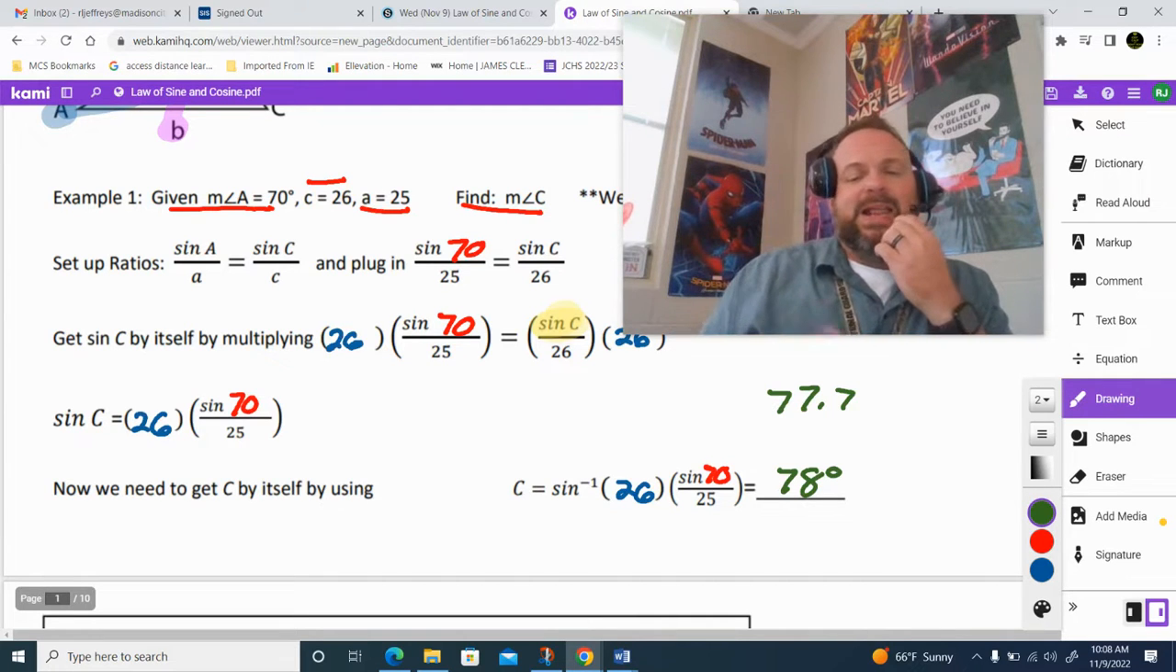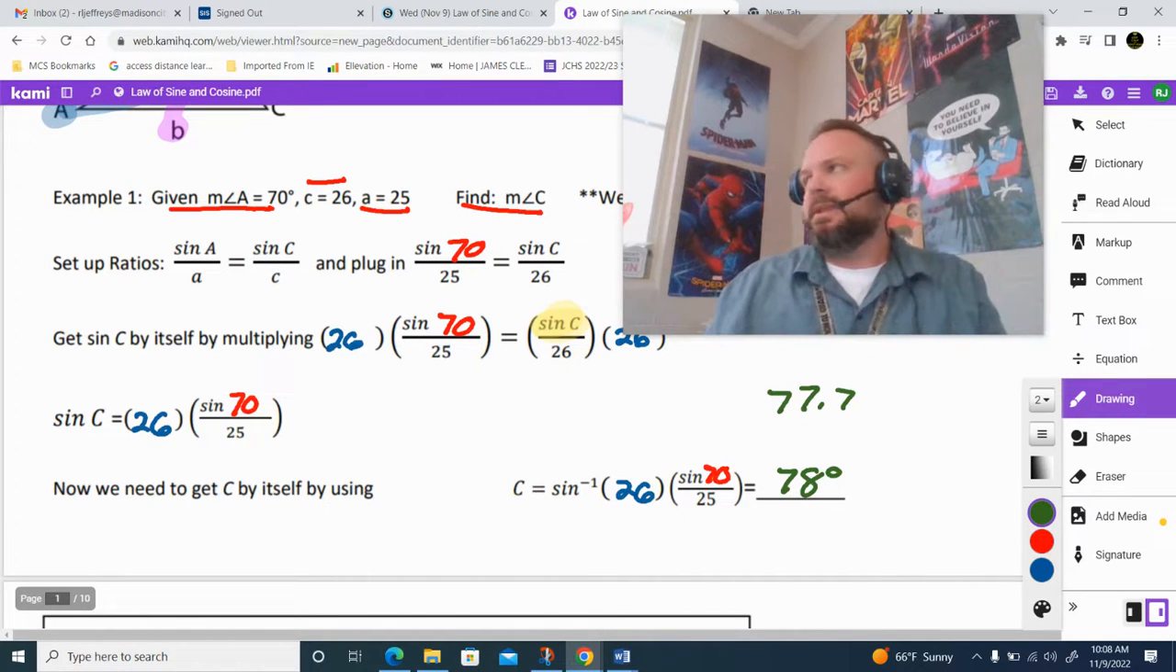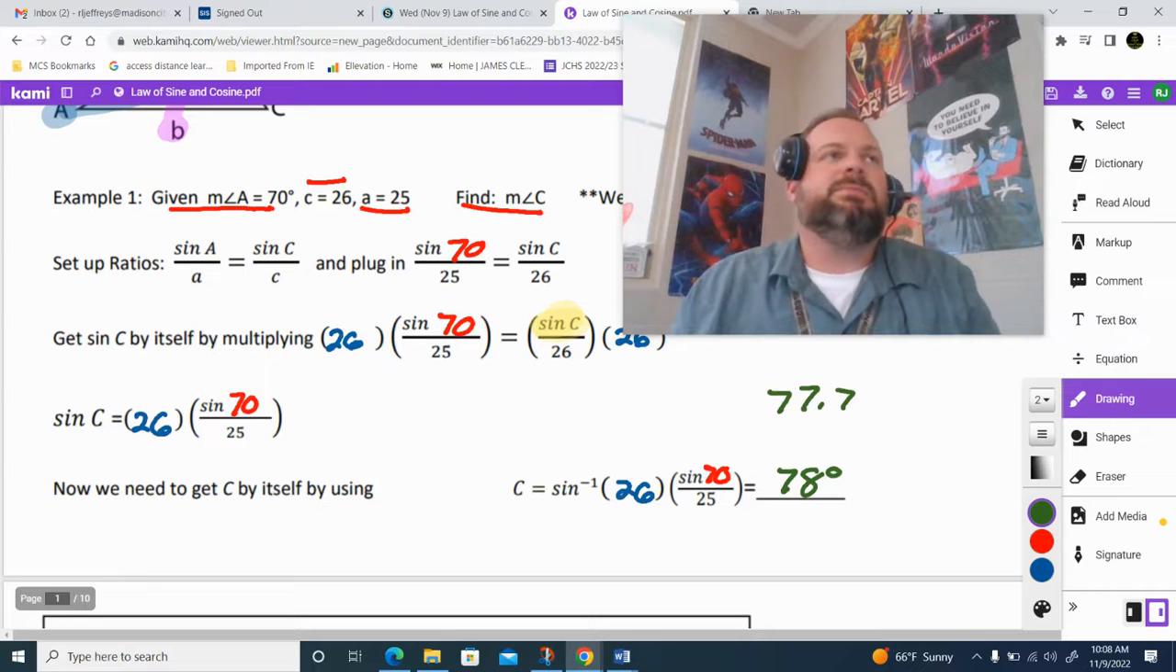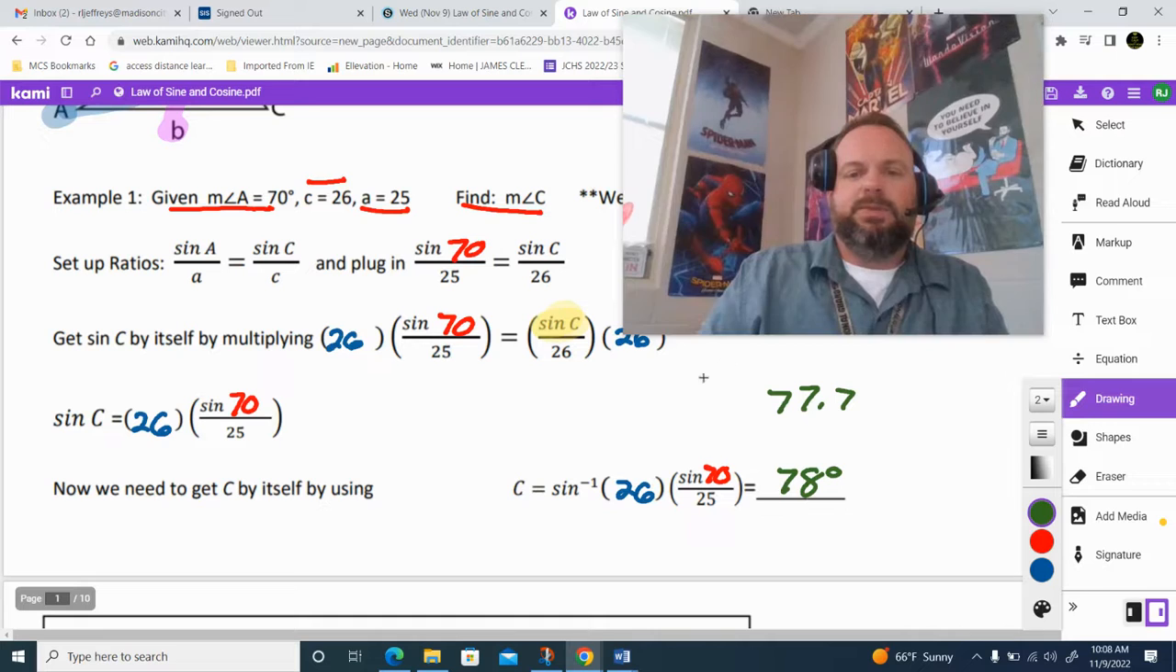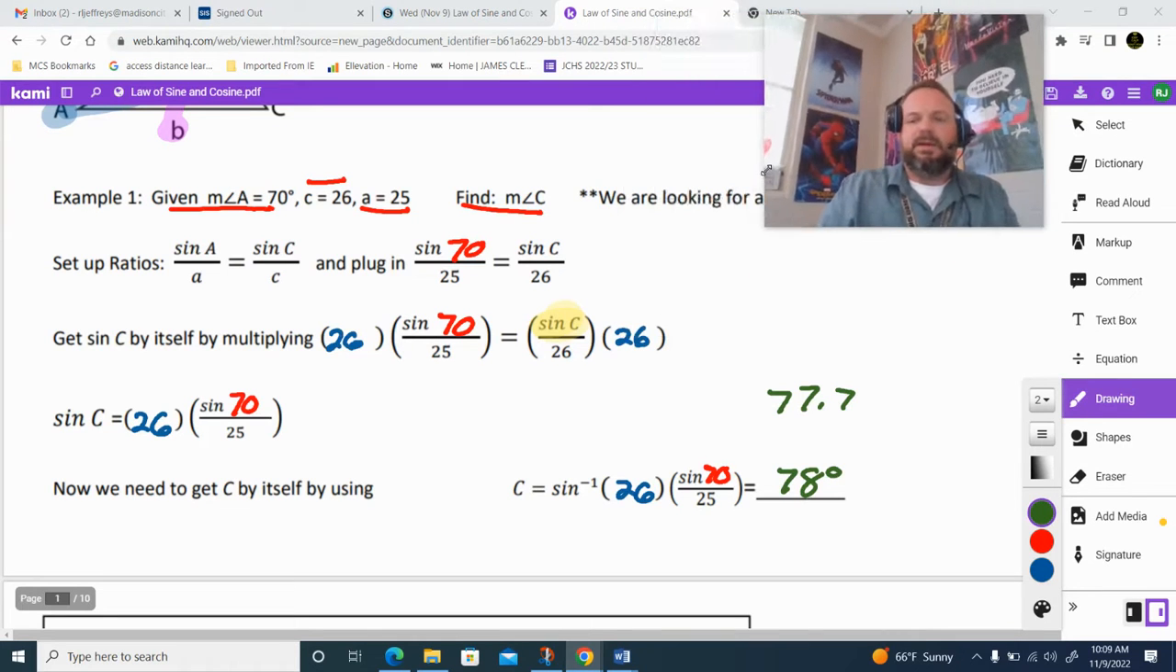Now, I've had students say, Mr. Jeffries, can't you multiply 26 by sine 70? And yes, you're going to get the same answer. Potato, potato, people.